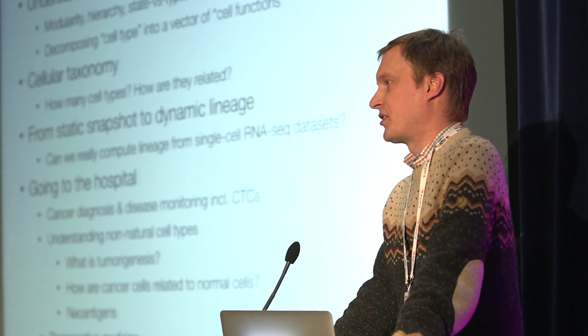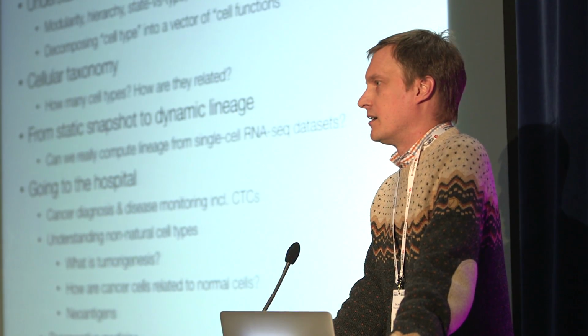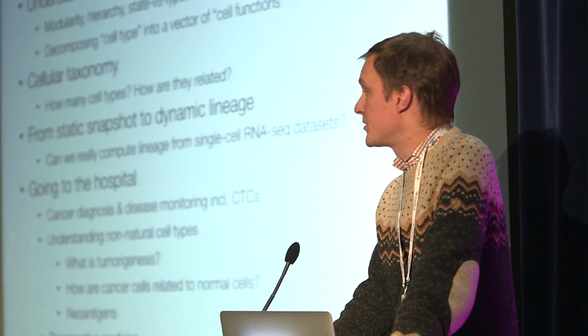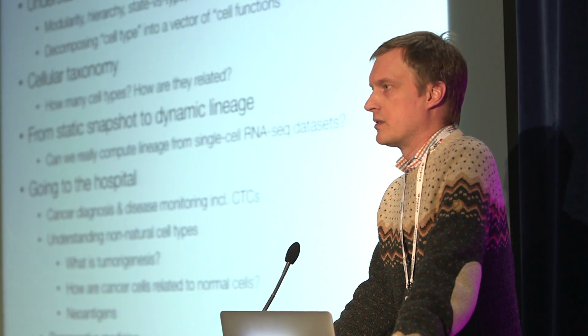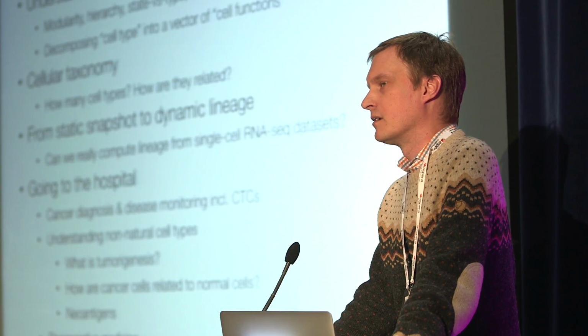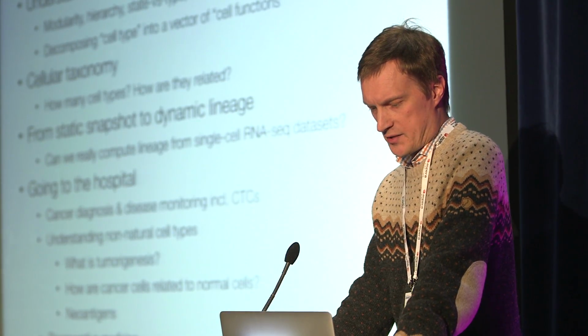The second question is much simpler. It's a question of cellular taxonomy. I think we can and should generate complete cellular taxonomies for all of our model species. Right now, the technology is there. It's just to do it. You just need to analyze all the different tissues of an animal and classify them.